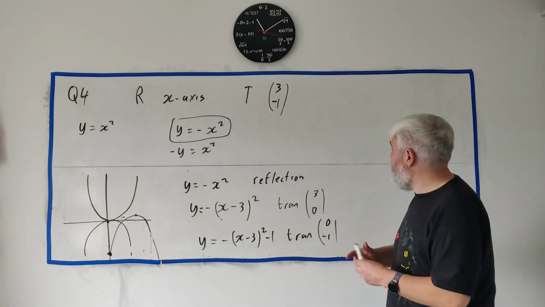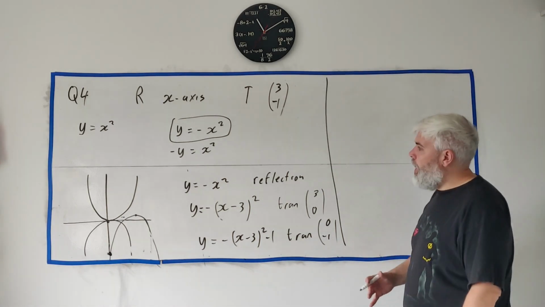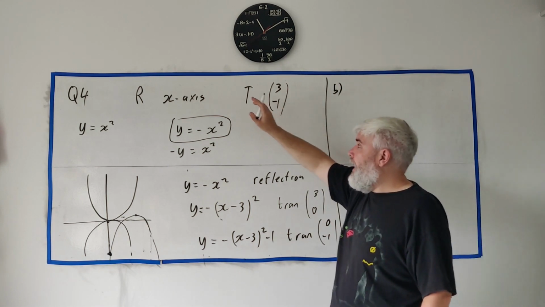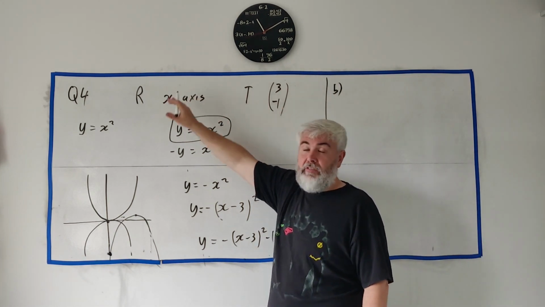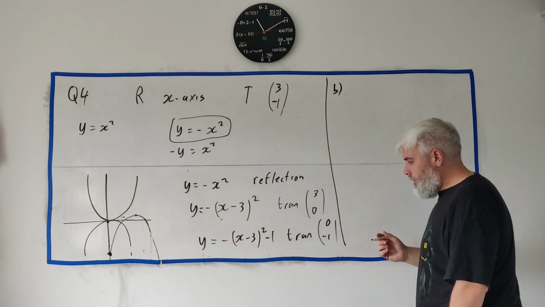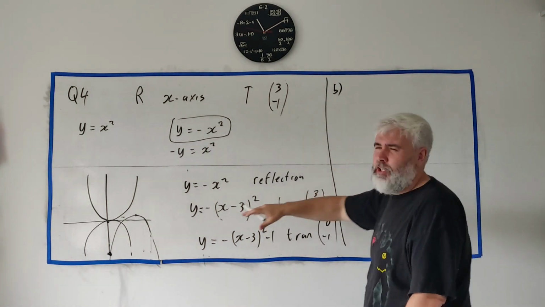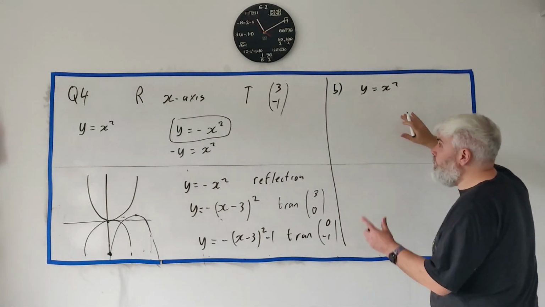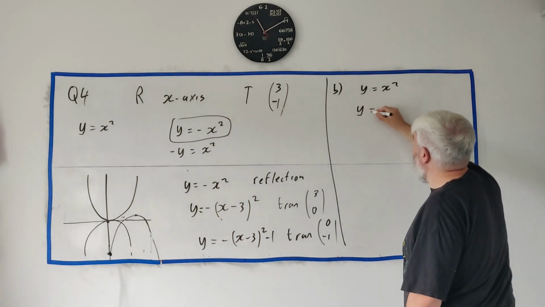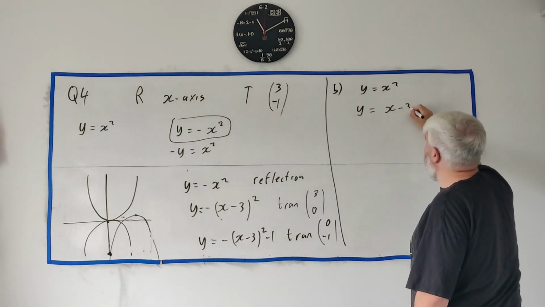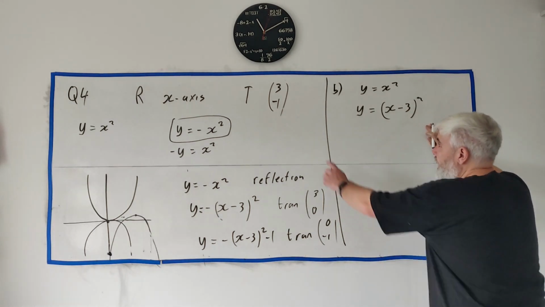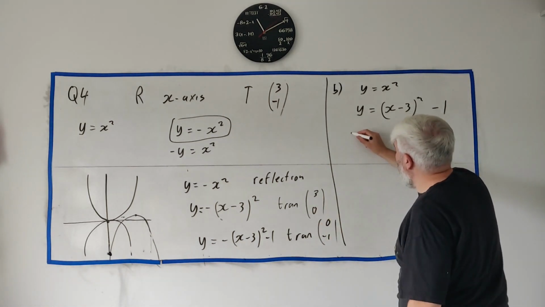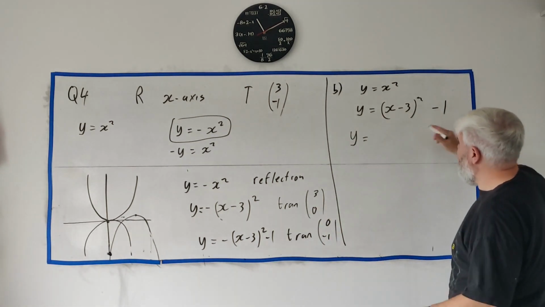Okay, that's it for part A. Let me move on to part B. In part B, they simply ask us to do the same thing, except we're going to do the translation first and the reflection second. Let me do it just with the numbers this time, but I will draw the picture at the end. So just with the numbers, I start off with y equals x squared. I'm going to do the translation. The translation is y is equal to (x minus 3) squared, and then the y part of it minus 1. And then the reflection becomes y is equal to minus all of that.